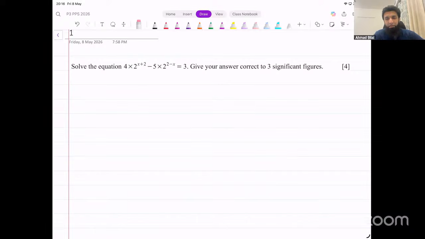Can we take log on both sides? Can I take log on both sides? Is that going to work? Taking log on both sides, is that going to be a good idea? Yes, no? What do you think?